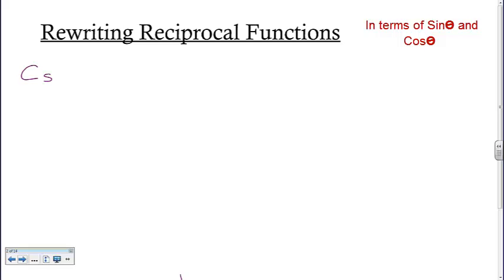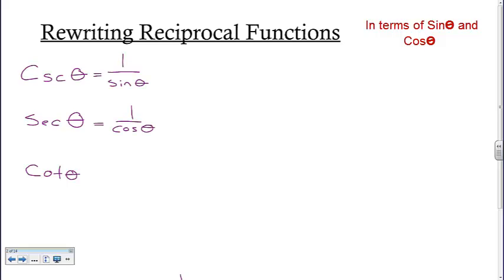You have the cosecant of theta, you have the secant of theta, and you have the cotangent of theta. Each one of these is equal to a reciprocal trig function. Cosecant of theta is equal to 1 over sine theta, secant theta to 1 over cosine theta, and cotangent theta to 1 over tangent theta.